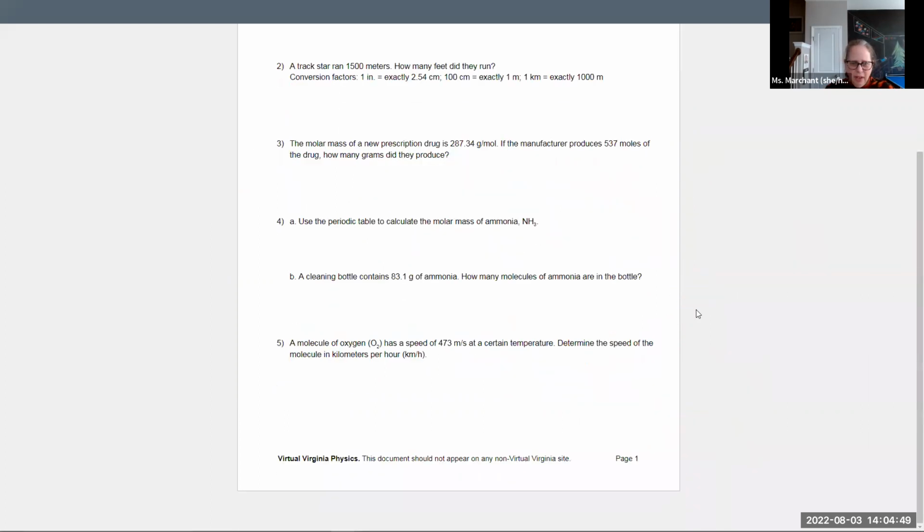And number 5, a molecule of oxygen has a speed of 473 meters per second at a certain temperature. Determine the speed of the molecule in kilometers per hour. 473 meters per second. Remember when I did that problem in the last class? Set it up not as a diagonal divided. Set it up this way so it's easier to figure out. 473 meters over 1 second is equal to how many kilometers over hours? So that's going to help our process.